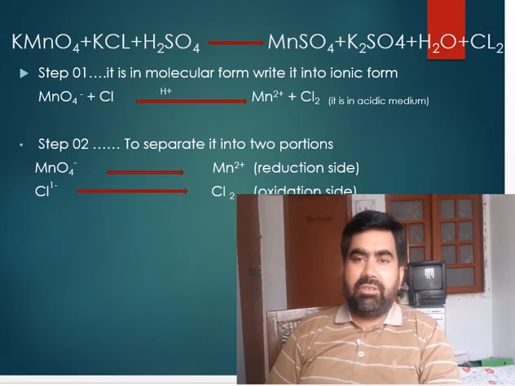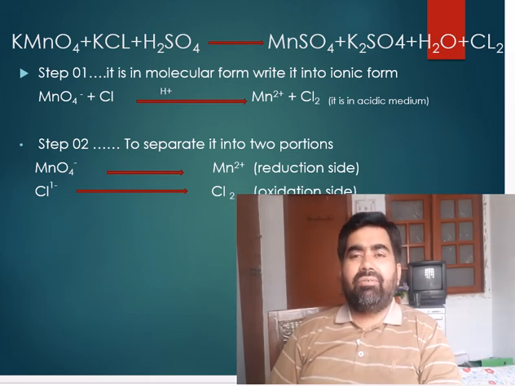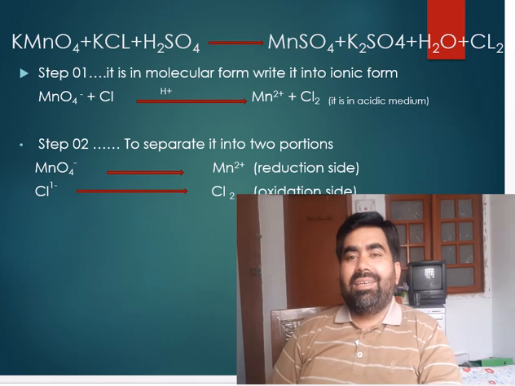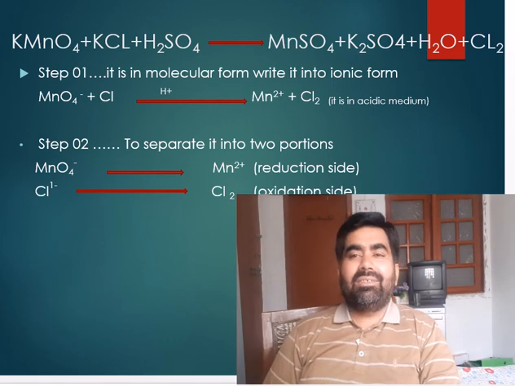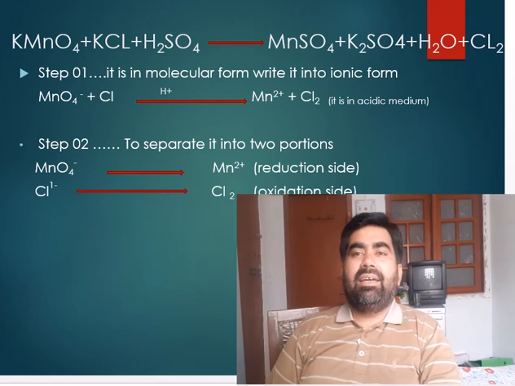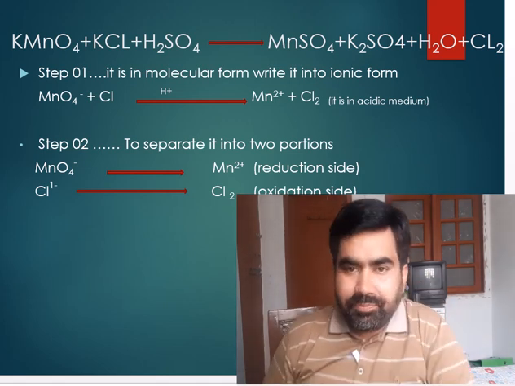For balancing this equation, step one is that it is in a molecular form. We have to write it in ionic form, and I have indicated here that the manganese oxide ion is going to form manganese, and a chlorine ion is going to make a chlorine molecule. And as we know that on the reactant side sulfuric acid is present, so this equation is in an acidic medium.